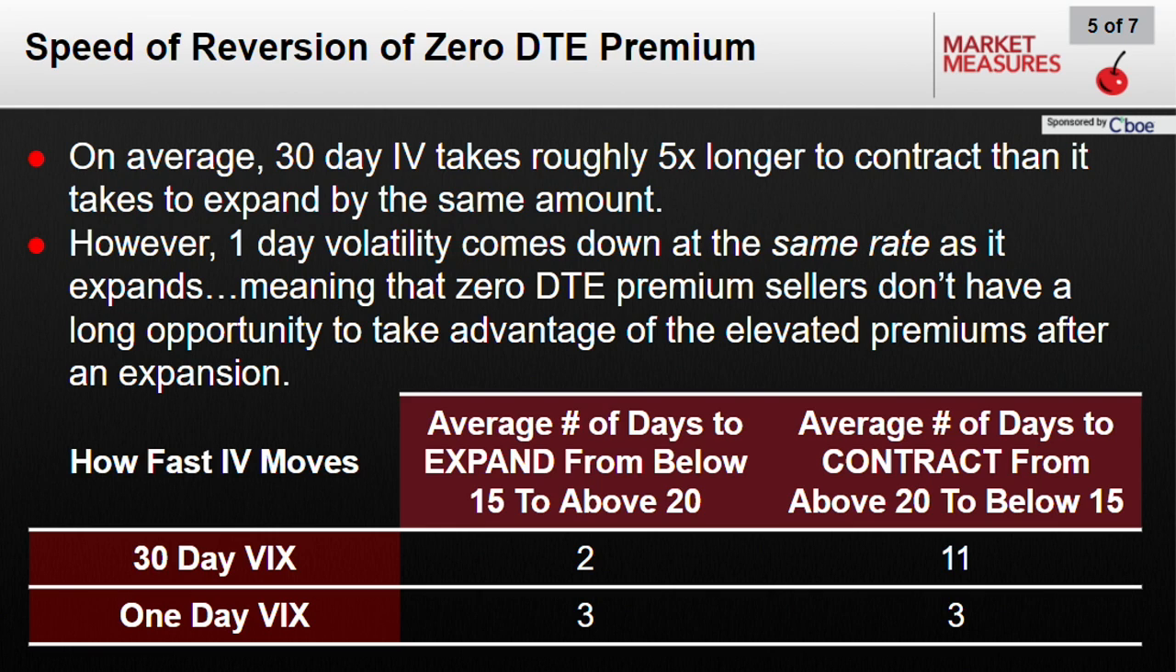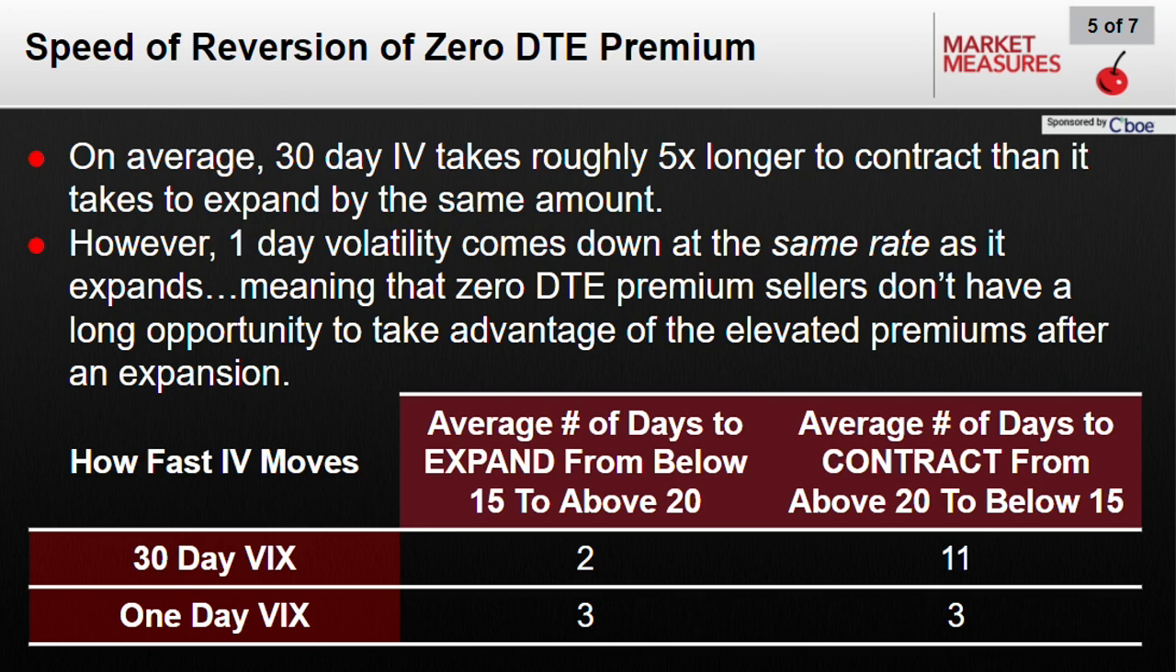However, here's the interesting thing. 1-day volatility comes down at the same rate that it expands. Which means that if it goes up, it comes down. So if you're trading 1 day, it goes up, it comes down, it's all the same. Meaning the 0 DTE premium sellers don't have a long opportunity to take advantage of elevated premiums after an expansion.